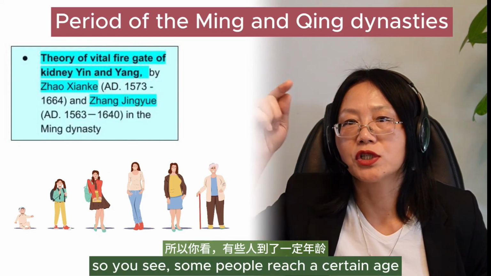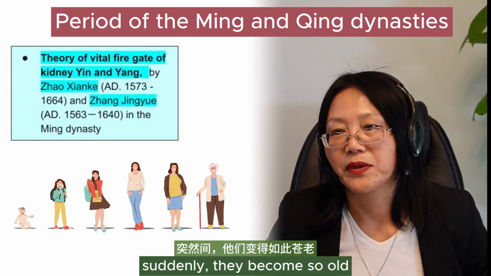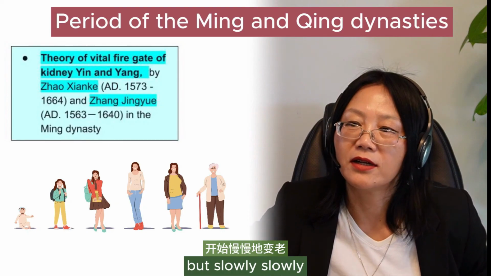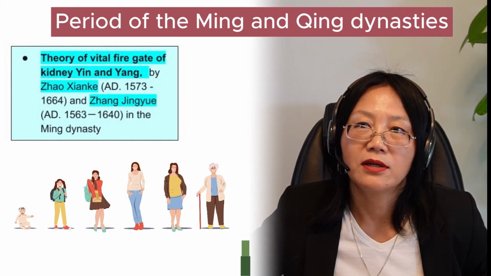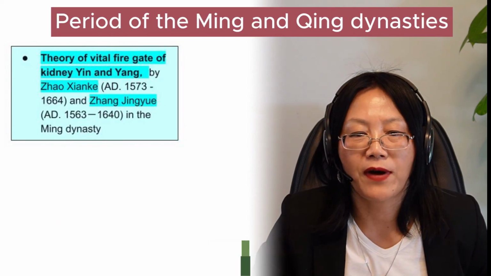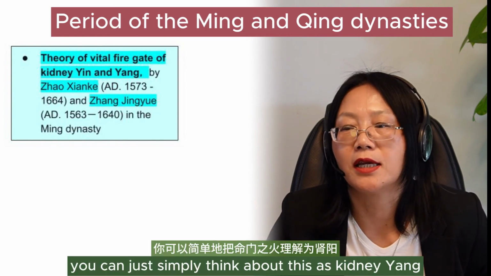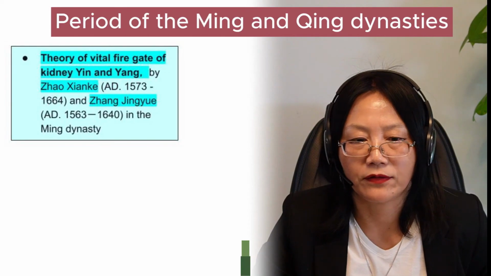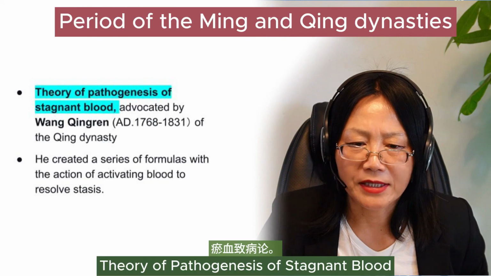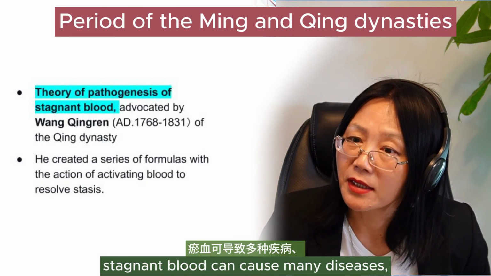So you see some people reach a certain age and it's like a free fall. Suddenly, they become so old. But then you see other people, they go over the peak, but slowly they become older. It's related with the kidney. Bear this in mind, the kidney has the vital fire gate. Fire is yang. Use another word, you can simply think of this as kidney yang. It's so important in our life. Then another one called Wang Qing. He had a theory of the pathogenesis of stagnant blood. Stagnant blood can cause many diseases.